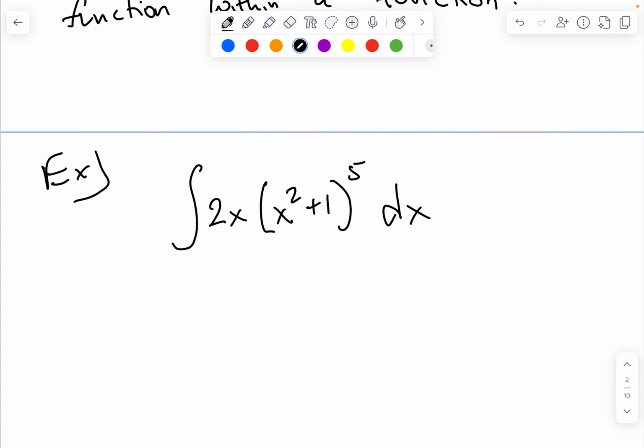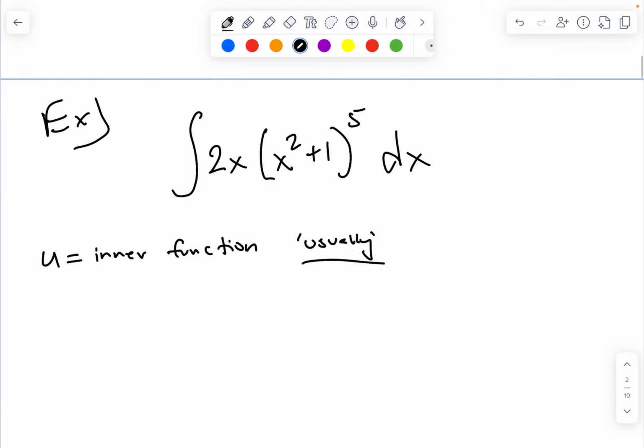So notice this example. We have a function x squared plus 1 within a total function, 2x times x squared plus 1 to the fifth dx. So for u-sub, you're going to set u equal to the inner function, usually. Now, I say usually, and I'll circle back to it in a second, because this is not 100% of the time. But for now, we're going to focus on just the inner function.